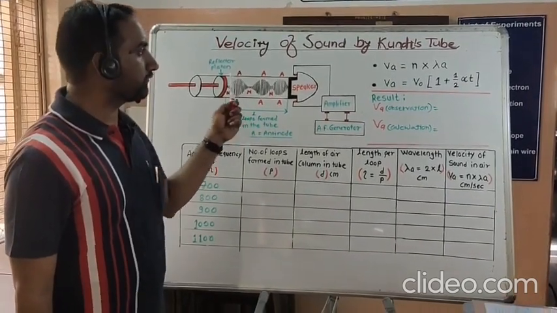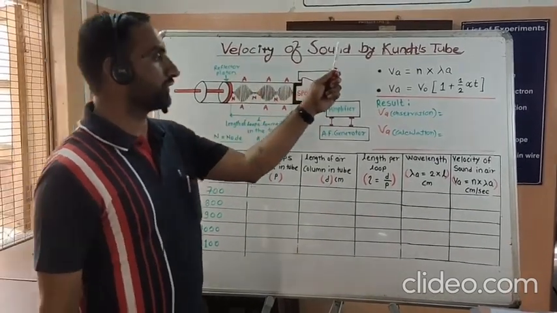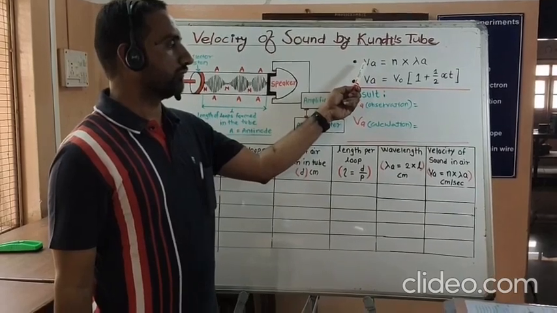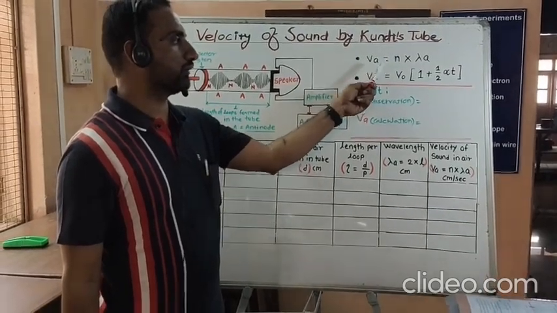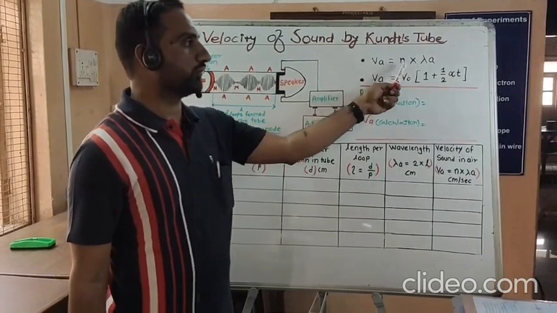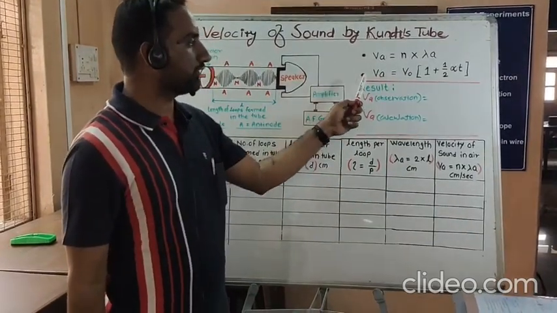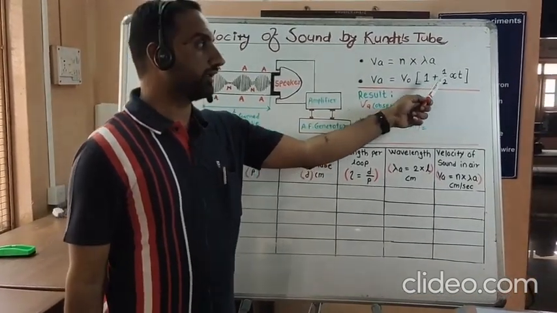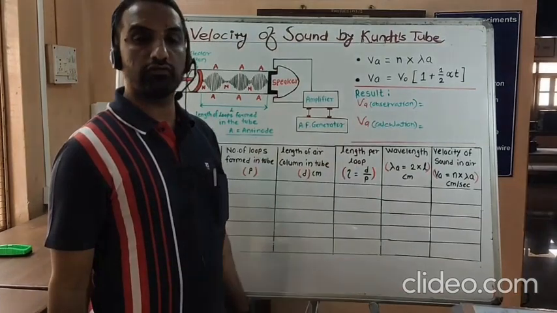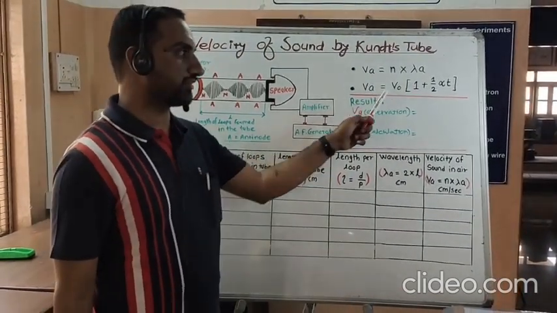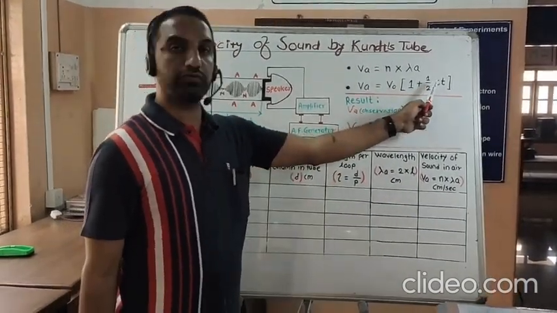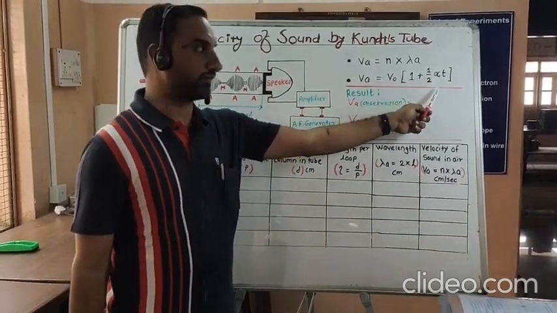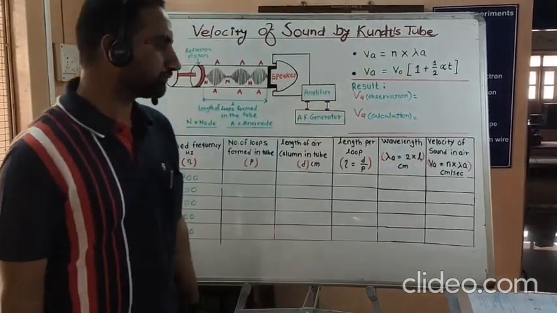For the measurement of velocity of sound, we have two different formulas. The first formula, for finding the velocity of sound by using the observations, is Va equal to n lambda. The second one, by theory, is Va equal to V0 times bracket 1 plus 1 by 2 alpha t, where V0 is the velocity of sound in air at 0 degrees Celsius, alpha is the temperature coefficient, and small t is the temperature at which we perform this experiment, that is the room temperature.